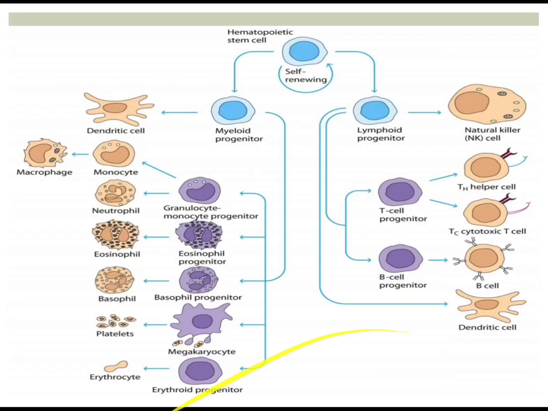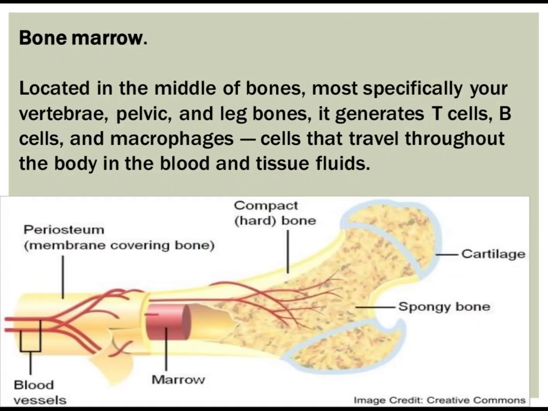Now let us see the first primary lymphoid organ, which is the bone marrow. This bone marrow is located exactly in the central part of our bones. Why is this bone marrow important? The stem cells, which are the mother of the cells from where all the other cells of the body and of the immune system arise, basically your hematopoietic stem cells, that is your RBCs, your WBCs, platelets, all these cells arise from the bone marrow.